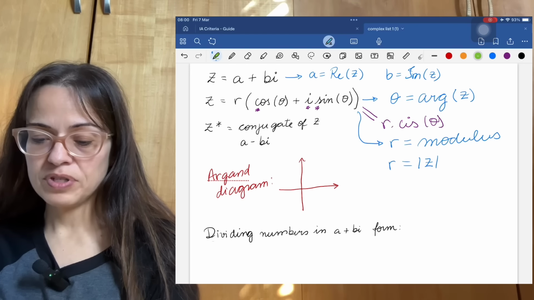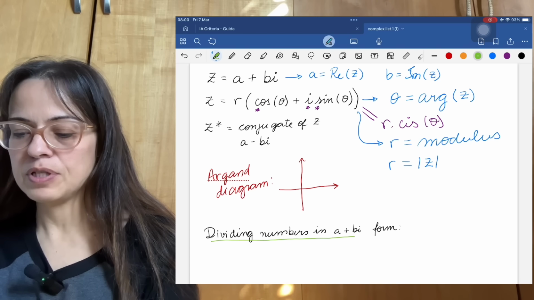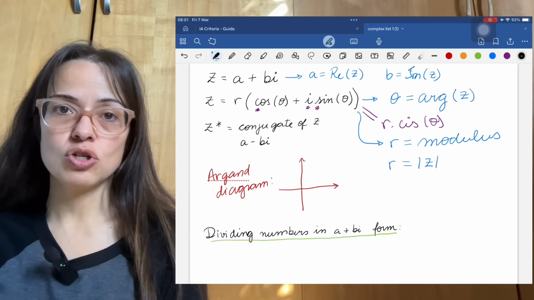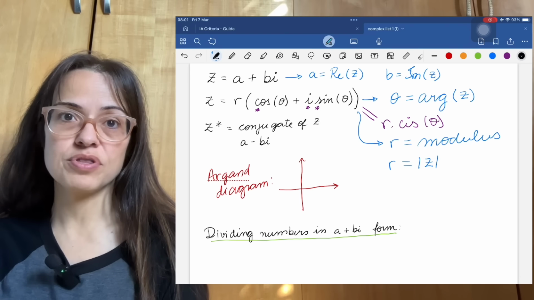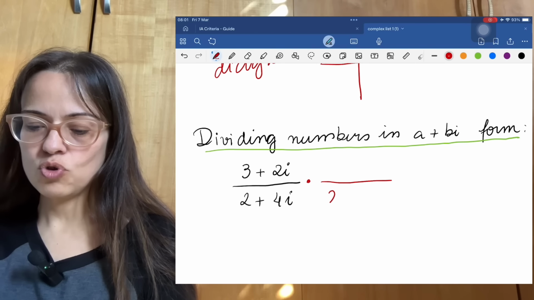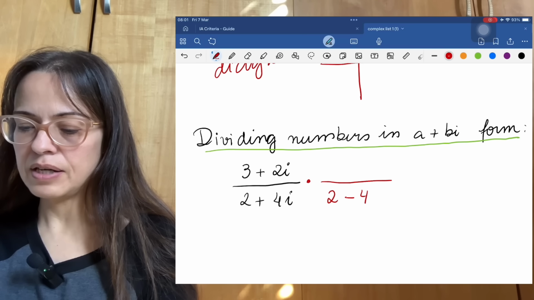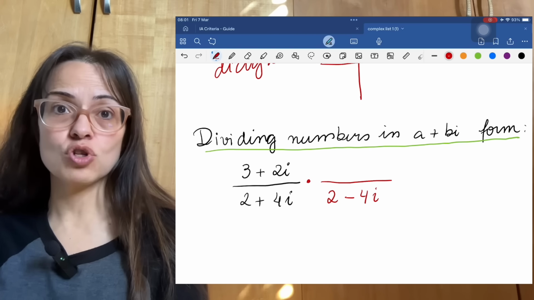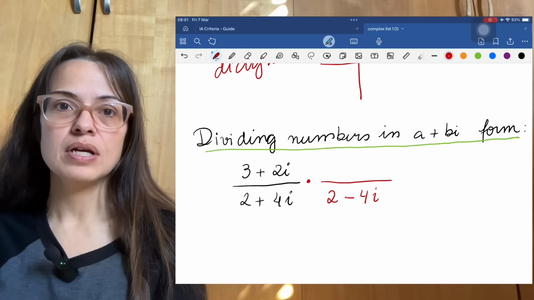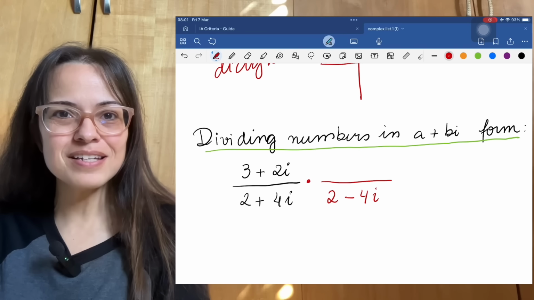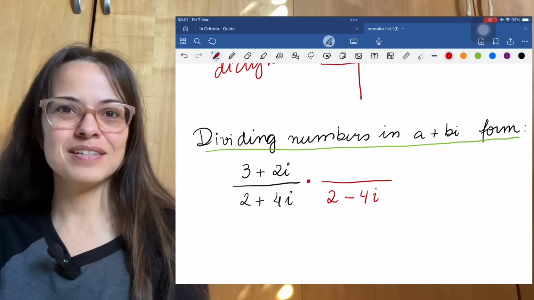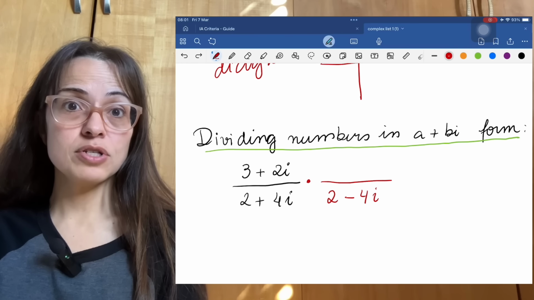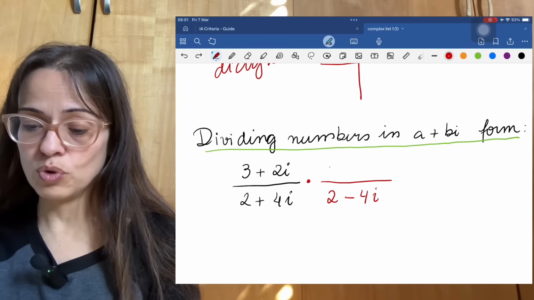So in particular, for dividing numbers in a plus bi form, the strategy is always going to be the rationalization like we just did. So let's do an example with numbers here. It's the same trick for rationalizing as when you had like 1 plus root 5 in the denominator. You would also multiply it by 1 minus root 5, right? And it's the same trick because i is the square root of somebody. It's just the square root of -1, but it is still a square root. So the same trick is going to work.